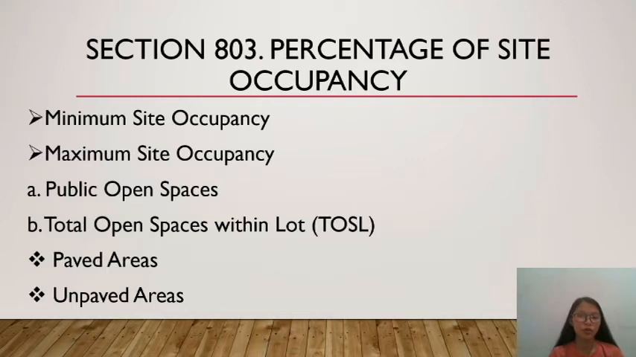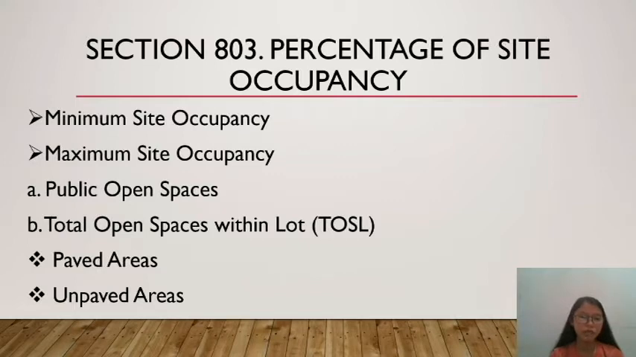In Section 803, percentage of site occupancy. Here are the minimum site occupancy, maximum site occupancy that has public open spaces and total open spaces within lot, or TOSL, with paved areas and unpaved areas. So the minimum site occupancy shall be governed by the use, type of construction and height of the building, the use area, nature and location of the site, and subject to the provision of the local zoning requirements and in accordance with the rules and regulations promulgated by the Secretary.